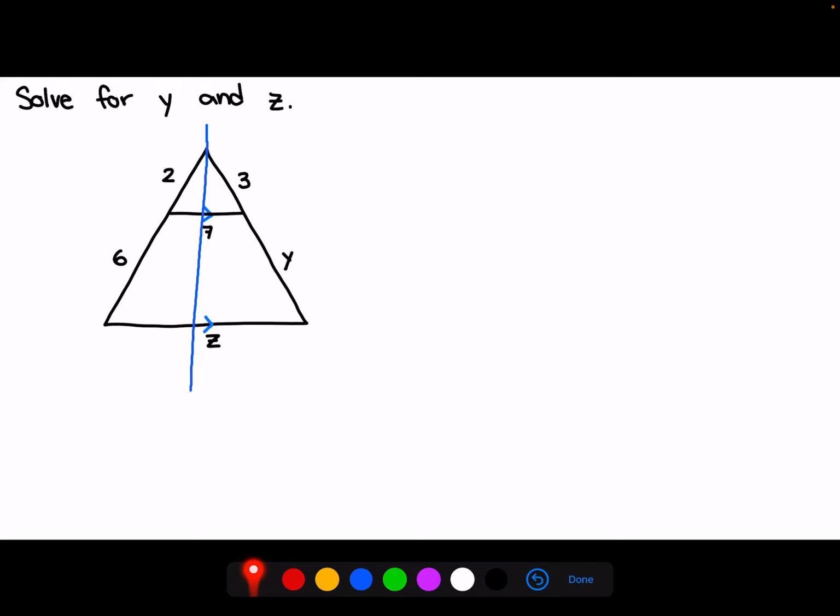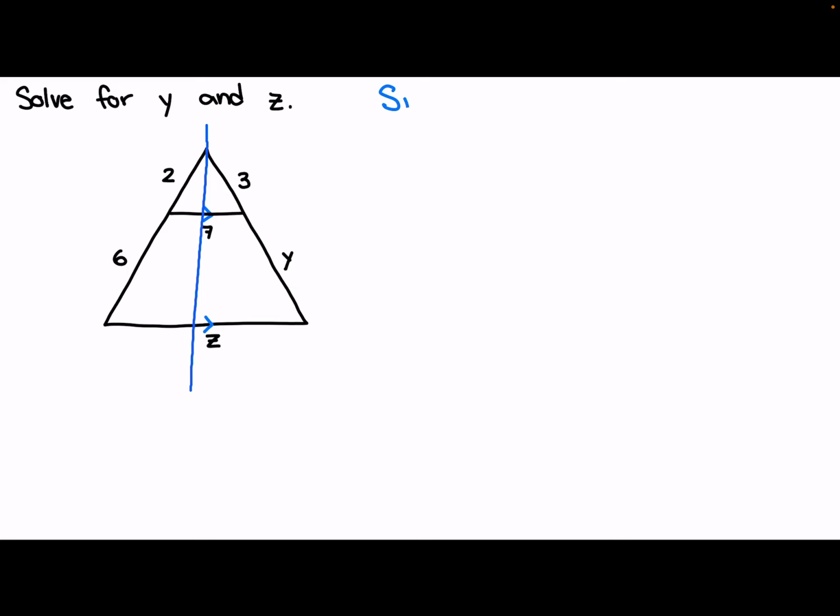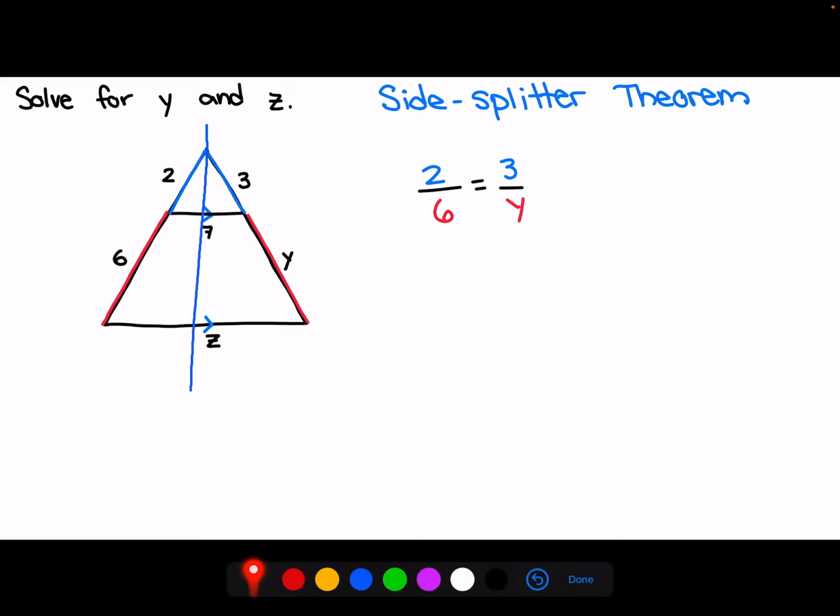Now I'm trying to dodge the 7 and the z down here so I can make sure that I can use those later. So we're going to go ahead and solve for y and z. We don't have an x. So I'm going to start by solving for y. Since I'm using the side splitter theorem, and I'm just splitting those sides because we have parallel lines, my ratio is going to be 2 over 6 equals 3 over y. As you can see, I'm staying on the same side when I'm creating my ratios.